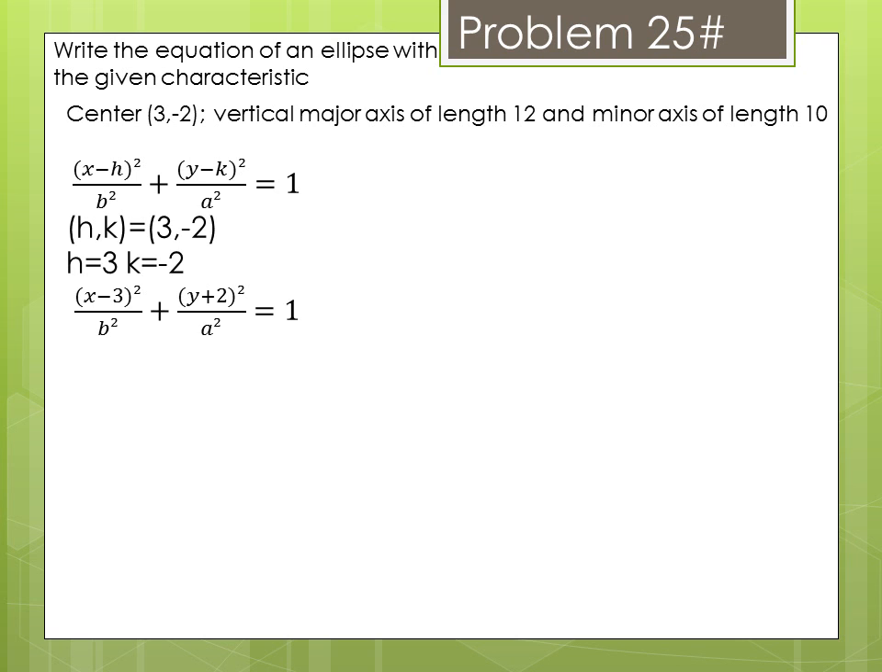So our center here is at 3, negative 2, and we have a vertical major axis with a length of 12 and a minor axis with a length of 10. Here's the equation for an ellipse that doesn't have its center at the origin. So h, k is equal to 3, negative 2, or h is equal to 3 and k is equal to negative 2. So we insert this information into the equation for an ellipse.